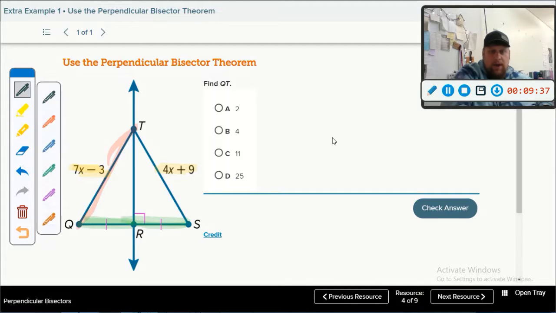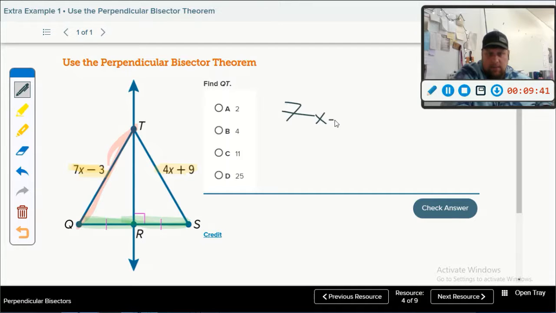So now I go, all right, well then 7x minus 3 equals 4x plus 9. Boom. And we're going to solve that, right? Subtract 4x from both sides. And y'all are pretty advanced, so in the same breath, I'm going to add 3 to both sides, right? I'm moving the x's left. I'm moving the numbers right.